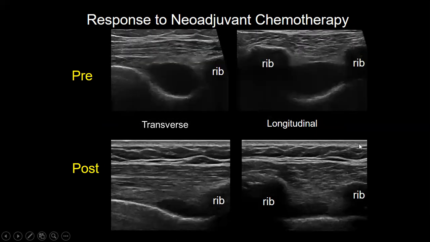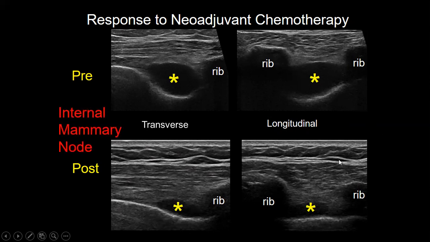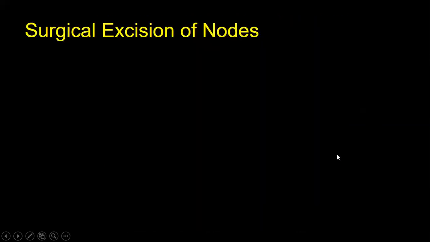And then another example, another regional nodal basin in the transverse and longitudinal planes. On the top is pre-neoadjuvant therapy. On the bottom is afterwards. I've labeled the ribs for you. So I'm showing you a structure that is between the ribs. Again, this is a lymph node, shown here with the asterisk, again type 6 with complete replacement of the fatty hilum. Before neoadjuvant therapy, quite large. After neoadjuvant therapy, flattened out, has improved. So again, a good response. Internal mammary node between the ribs.